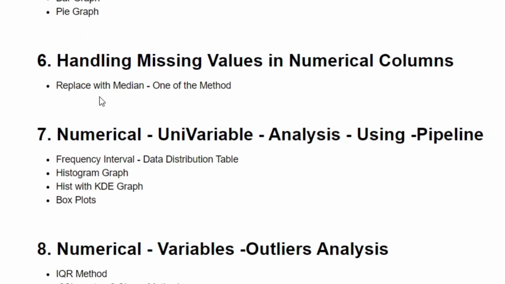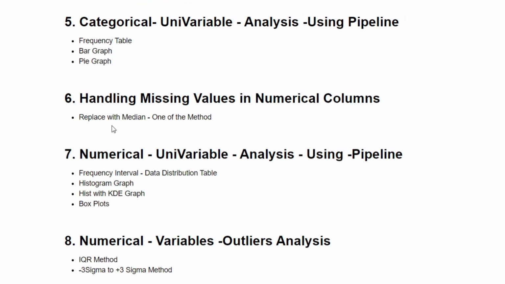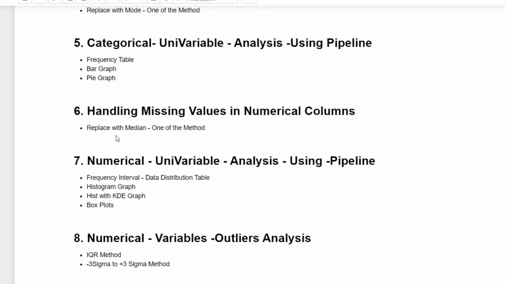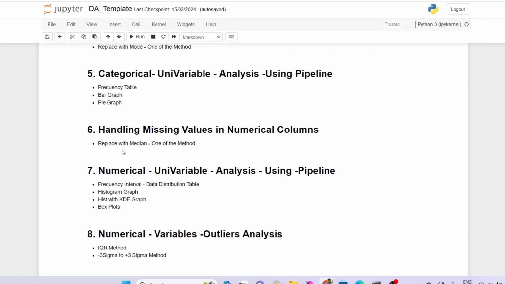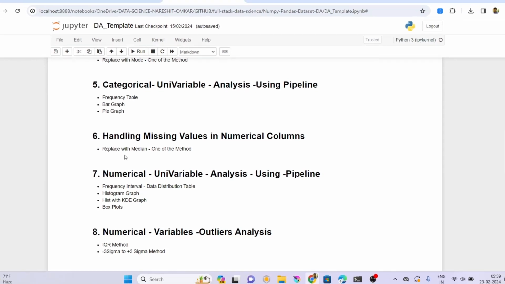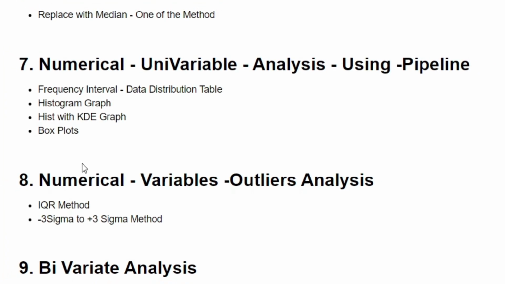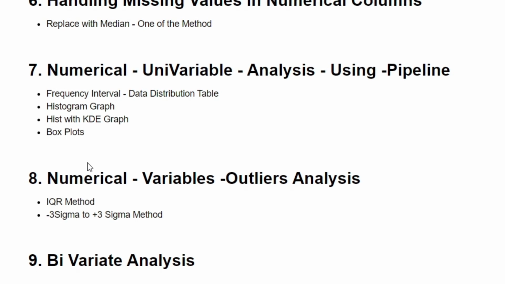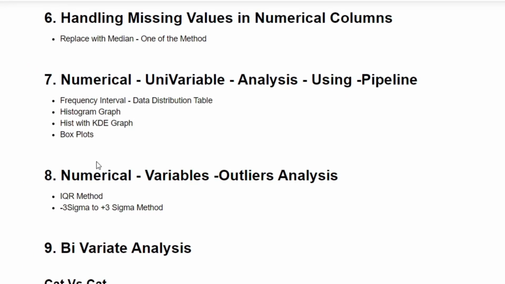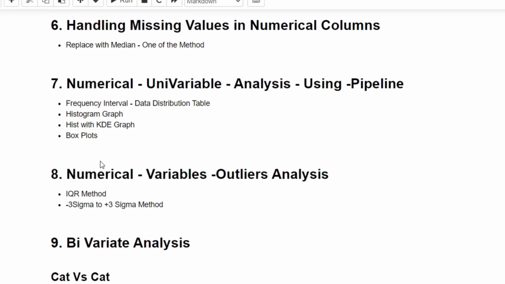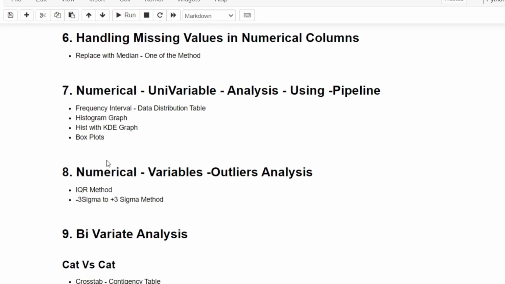Sixth one, handling the missing values in a numerical column. One of the methods is replacing with the median. This is one of the methods. If you find which is more interesting, more relevant, more significant, you can replace the missing values with that method. Seventh one is numerical univariate analysis using the pipeline: frequency interval, data distribution table, histogram graph, histogram with KDE, kernel density estimator graph, box plot.